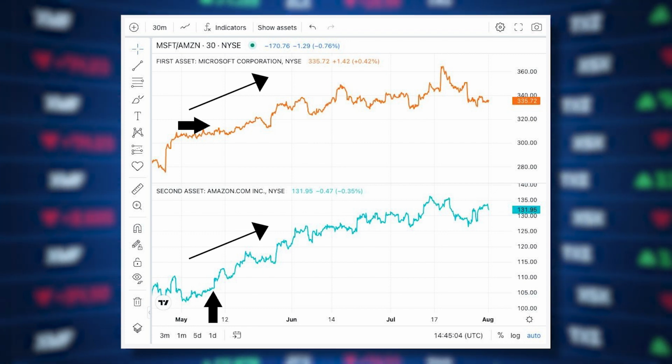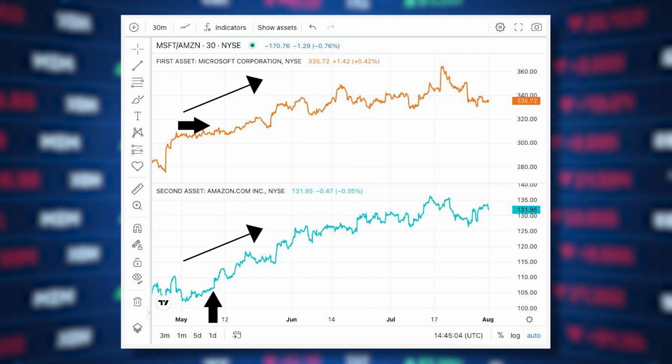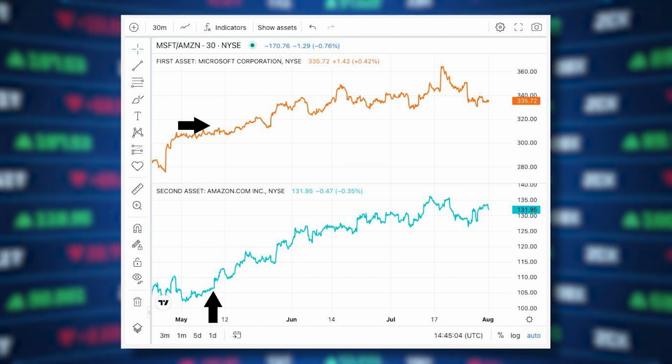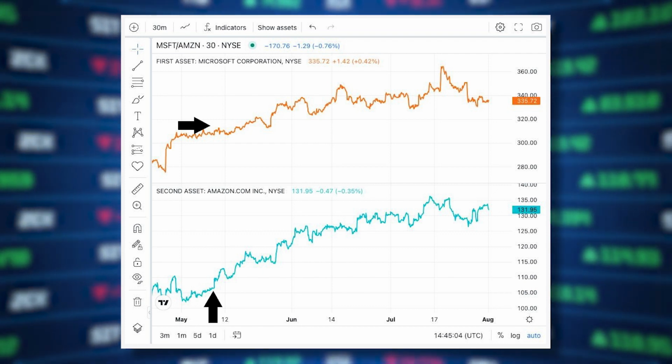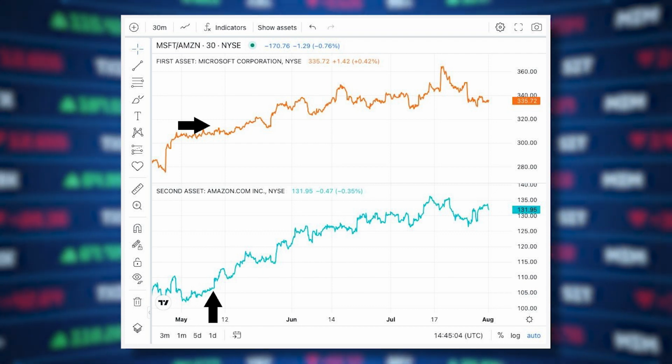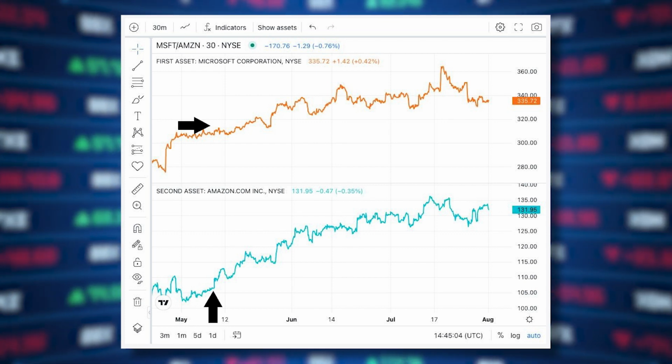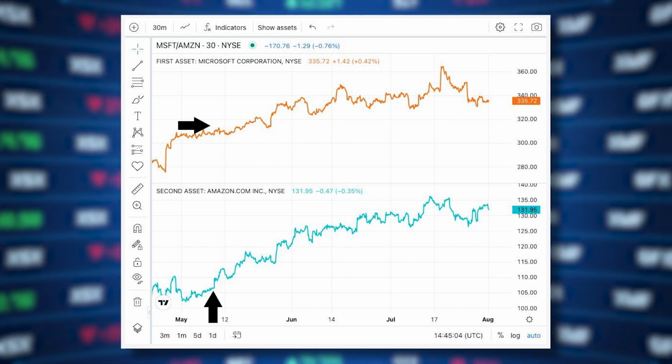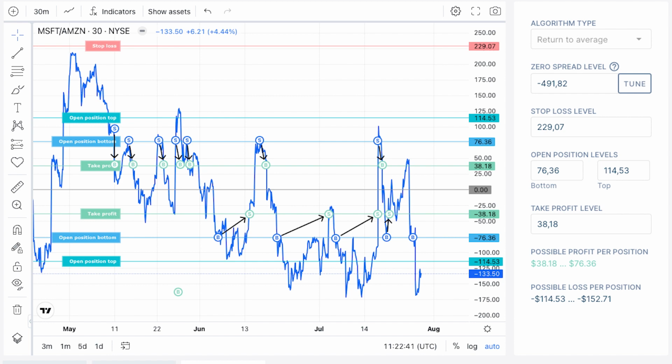However, their stock prices start to diverge as Amazon, which is the turquoise line, sees a spike in its stock price, while Microsoft's stock price, which is the orange line, stays relatively flat. And this is where the AI bot recognizes this and opens a position on May 10th to short the pair, meaning to sell Microsoft and buy Amazon.